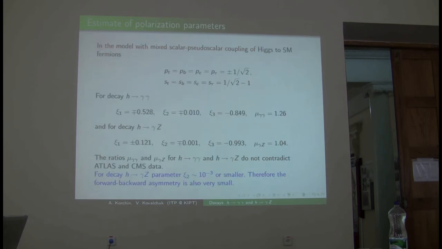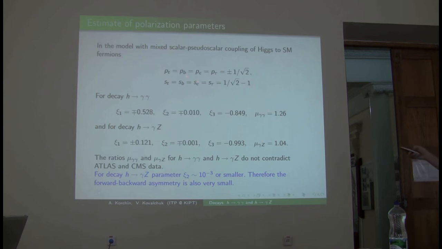Now the second model. I just recall that it's a model where the Higgs may couple to fermions not like in the standard model as a scalar, but also as a pseudoscalar.